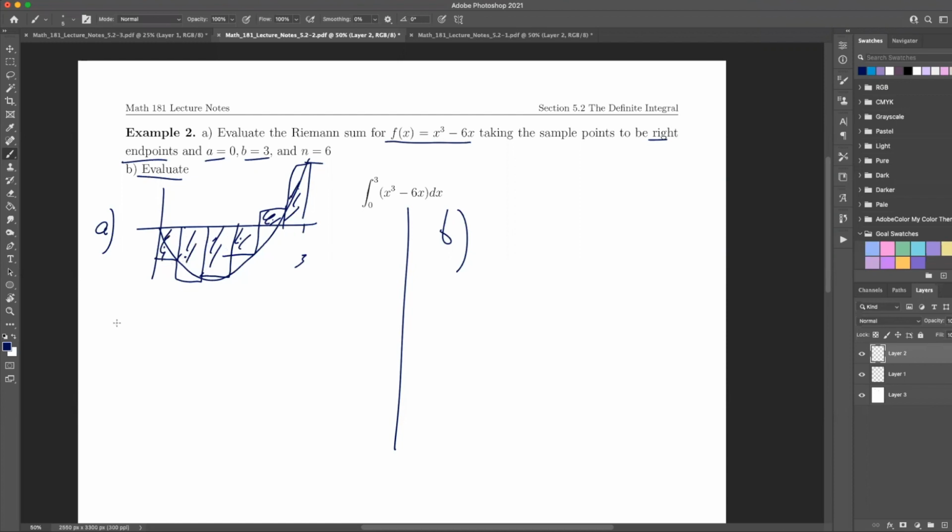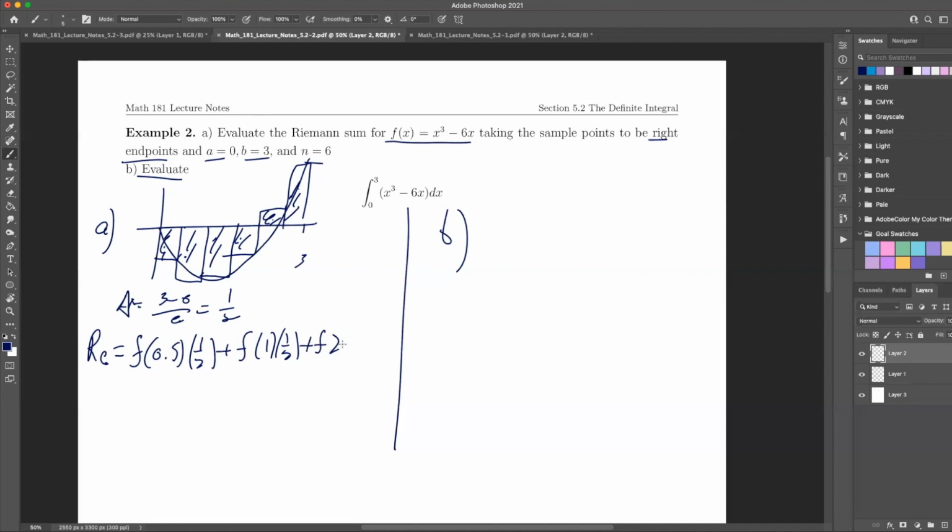Okay. So how are we going to do this? So R6. What's our delta x in this case? Our delta x is 3 minus 0 divided by 6. So our delta x here is also a half, which is pretty standard. So here we're going to have the function value of f of 0.5 times a half plus f of 1 times a half plus f of 2 times a half.